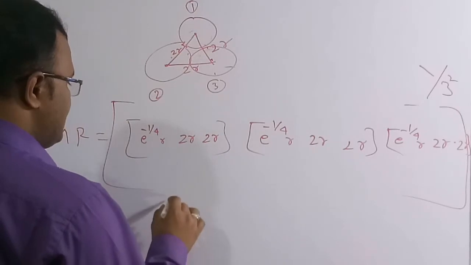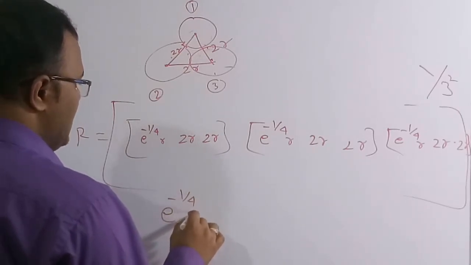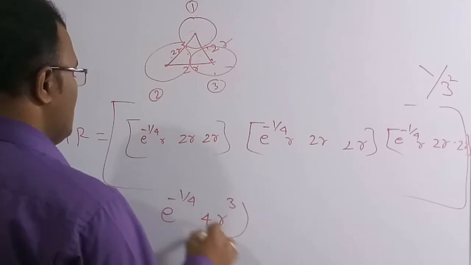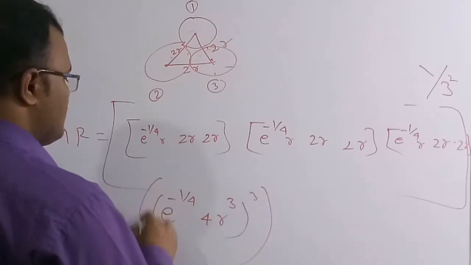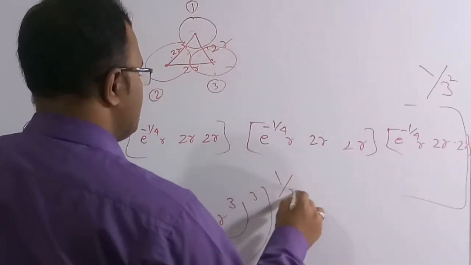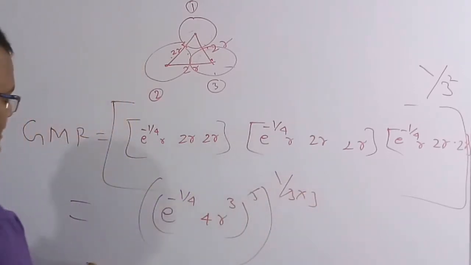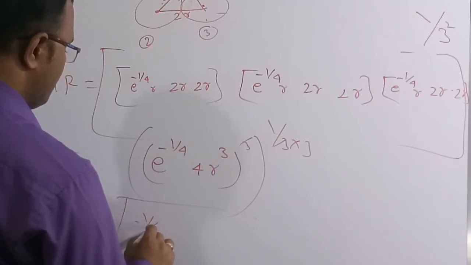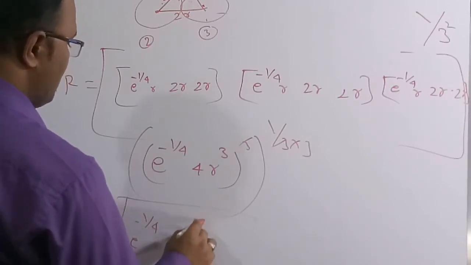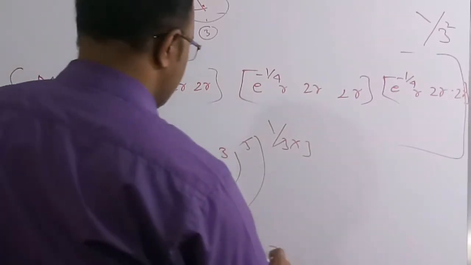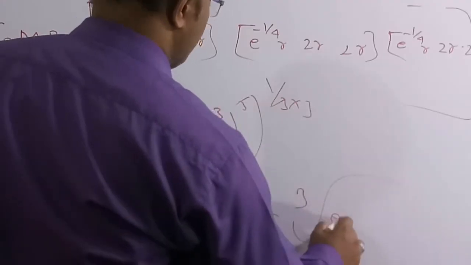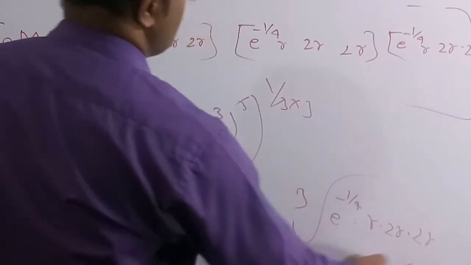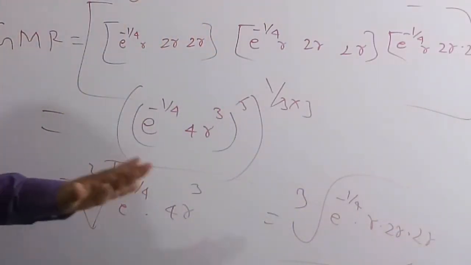So therefore simply I can write e to the power of minus 4 into 2 to the 4r cube, whole to the power of 3, whole to the power of 1 by 3 square. So 3 into 3, so 3 gets cancelled. So finally cube root of e to the power of minus 1 by 4 into 4r cube, or you can write it in this manner also: cube root of e to the power of minus 1 by 4 into r into 2r into 2r. This is also a way you can write. So finally this is the solution of this question.